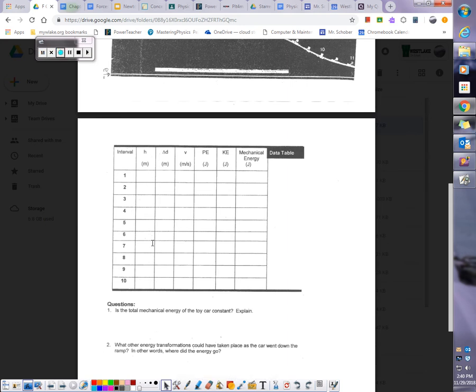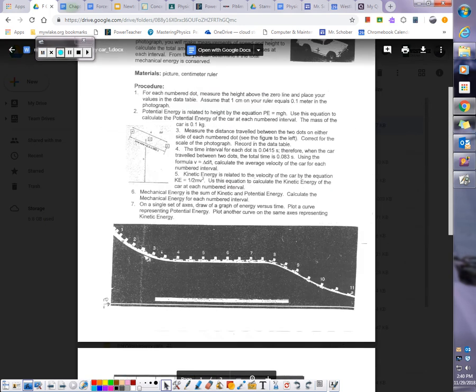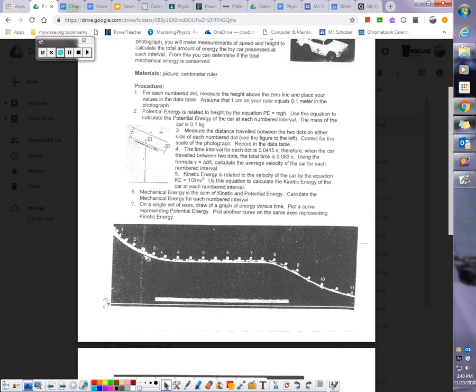The first measurement we're going to do is height. You have to measure from each numbered dot. Notice not every dot is numbered. Measure from the center of each numbered dot all the way down to the 0 line in a straight line. Measure that distance for each of those dots. It's hard to control this with the mouse here, but you get the idea.